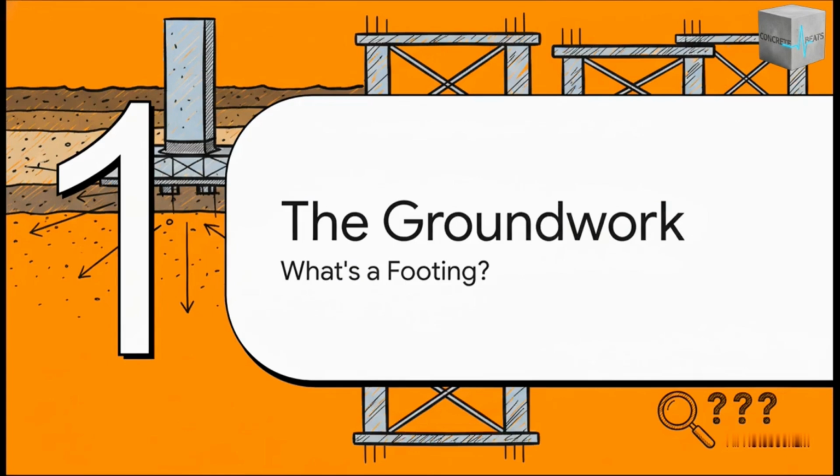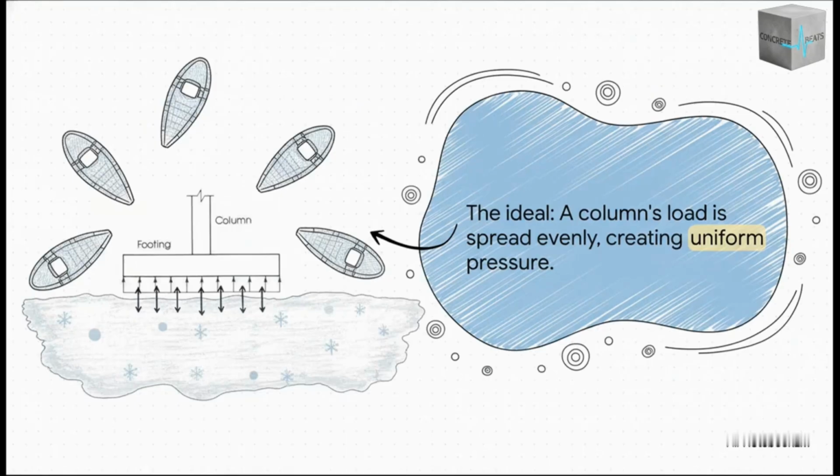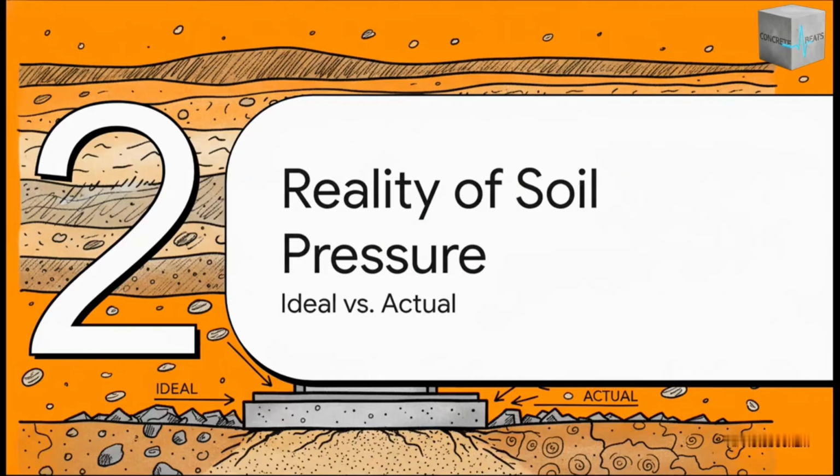Okay, first things first. Before we can even think about designing one of these things, we've got to understand its fundamental job. I mean, what is a footing really for? In a perfect world, the concept is beautifully simple. A footing is basically like a snowshoe for a building. It takes this huge, concentrated force coming down from a column and spreads it out over a much bigger area. This way, the soil underneath can actually handle the weight without just giving up. The dream is to have this perfectly uniform pressure. But, of course, the real world is always a little more complicated, isn't it?